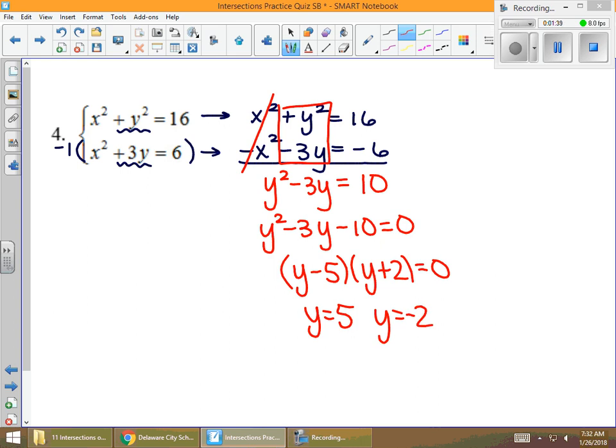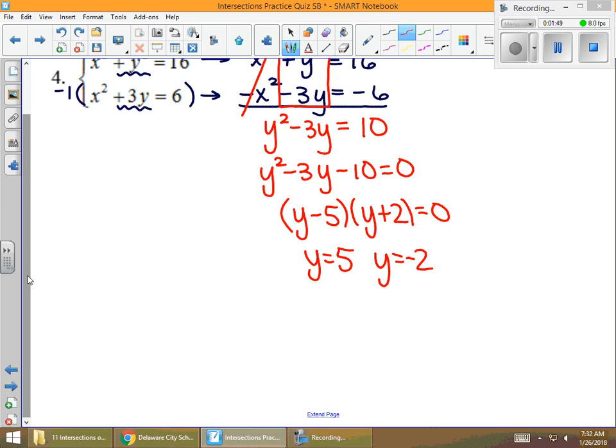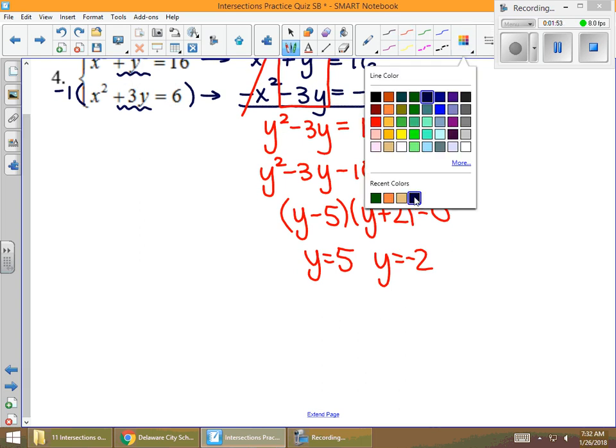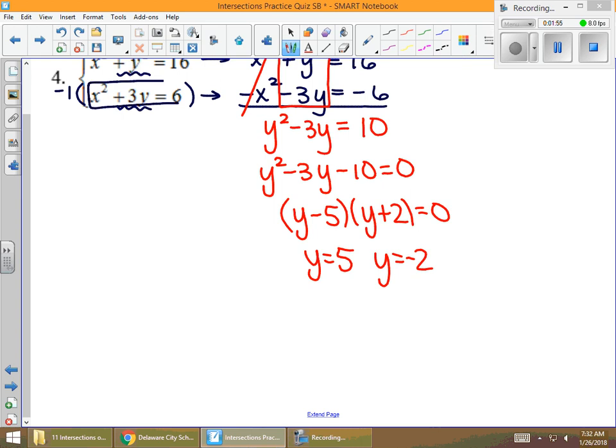So you have to be careful when you're plugging these back in, because we're plugging in for y now and not for x. And that's not really what comes the most natural to us. I'm going to plug back in for that singlet y. So I'm going to go back to this equation and use it to plug in. So x squared plus 3y equals 6.